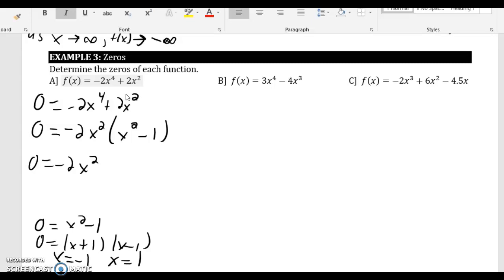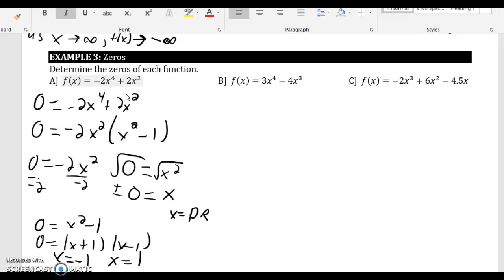And if I solve this, if I divide by negative 2, I get 0 equals x squared, square root, be careful, plus or minus 0. You can't get plus or minus 0, you're right. 0 is 0. But this is what we call a double root. So, I'm sorry, I didn't mean to say x equals a double root. X equals 0 is a double root.